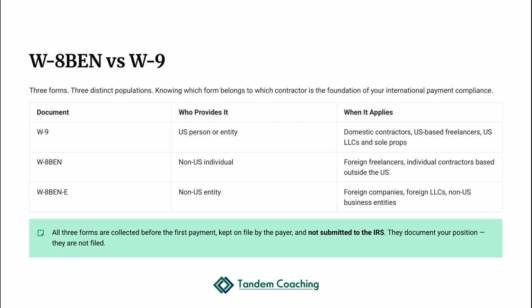The form mapping is straightforward once the three documents sit next to each other. W-9 is for US persons, US citizens, US tax residents, US formed entities. W-8BEN is the Certificate of Foreign Status for non-US individual contractors. W-8BEN-E is the entity version for foreign companies. All three are collected before the first payment is released. All three sit in your contractor file, not the IRS. All three carry the standard 7-year retention. The only thing that changes between them is which contractor gets which form. And the contractor's residency status answers that question at onboarding.